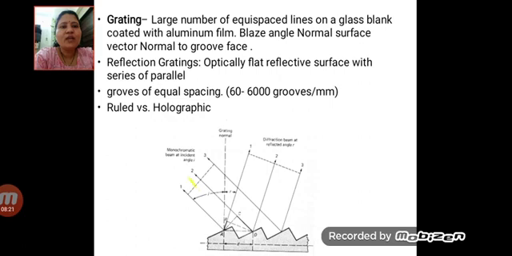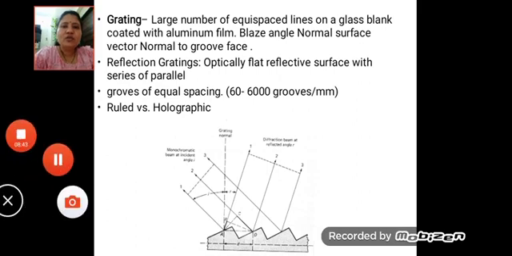Here is the monochromatic beam at the incident angle and the diffracted beam at the reflected angle. Here 1, 2, 3 are the orders, and here d is the grating spacing. So this is about the dispersing devices. Today we learned about the monochromator, different types of monochromators and the components of the monochromators used in the UV visible spectrophotometer. Thank you.